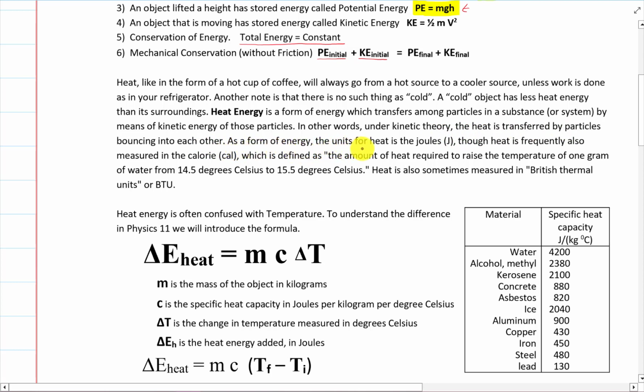As a form of energy, the units of heat are joules. Energy was in joules, as we've done before. Though heat is often and frequently measured in calories or kilocalories, where a calorie is the amount of heat required to raise the temperature of 1 gram of water from 14.5 degrees Celsius to 15.5 degrees Celsius. Interesting definition of what a calorie is. We don't need to have that definition right now, or in Physics 11. Heat is also measured in other units like the British thermal unit, or BTUs. The heat power of my barbecue is rated in BTUs.